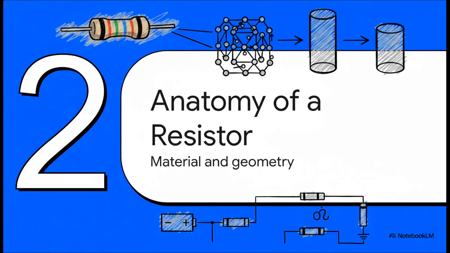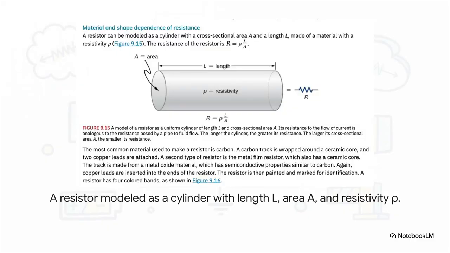So let's take that idea and apply it to a real-world component. How do we combine that intrinsic property, resistivity, with the extrinsic factors like shape and size to figure out the resistance of an actual object, like a piece of wire? Let's look at this simple model of a resistor as a cylinder. The formula here tells the whole story. The resistance, R, is equal to the resistivity, rho, times the length, L, all divided by the cross-sectional area, A.